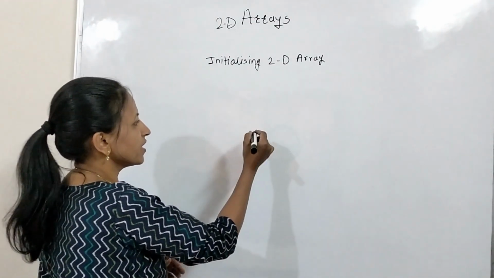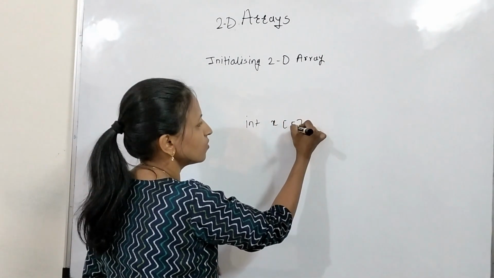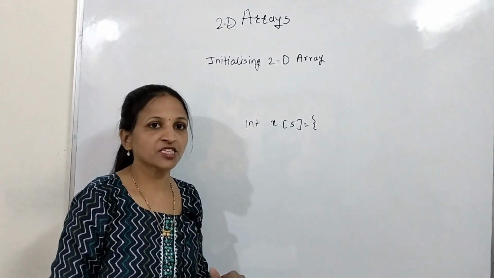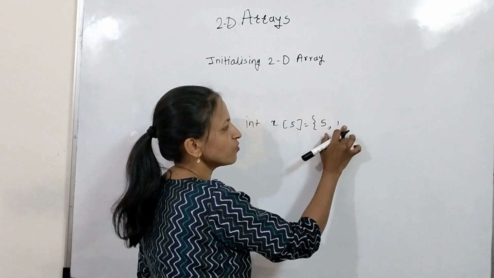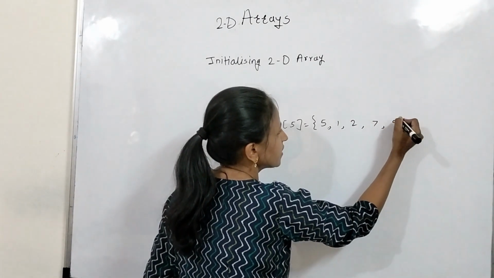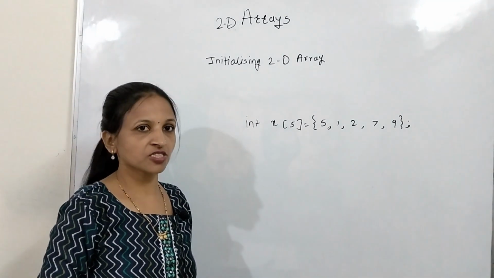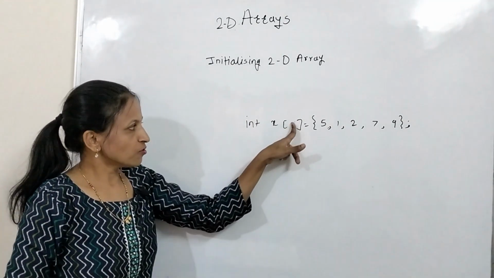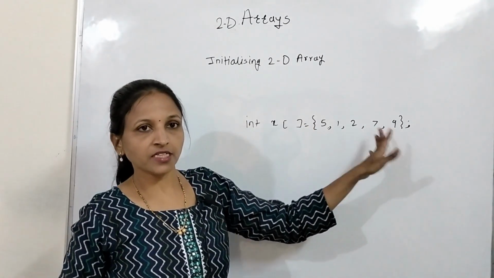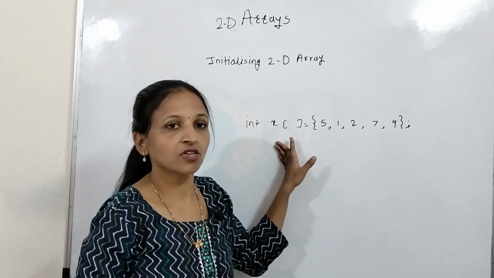Now see how to initialize a one dimensional array. Let the array be int x of 5. How do we initialize it? Using curly braces we can initialize a one dimensional array like 5, 1, 2, 7, 9. These are the 5 elements. In this way we can initialize a one dimensional array. Here this 5 is optional, because if we are initializing the array at the time of declaration, then the size we mention is an optional part.